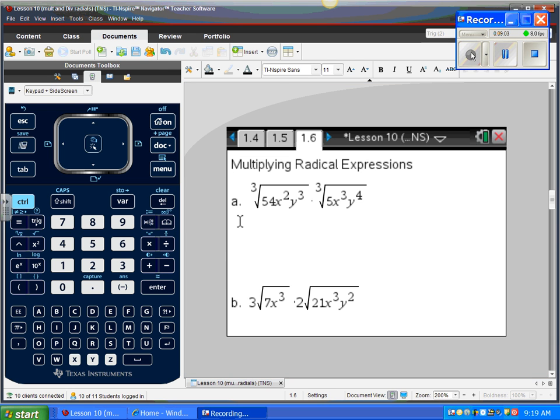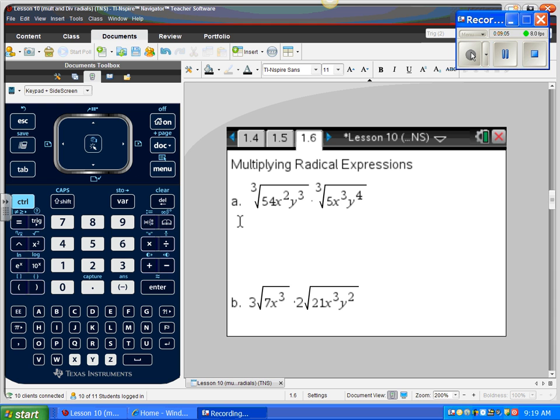Okay, let's go over A. How many of you reduced first and then multiplied? A couple of you, okay. So let's try that method first, and then the other one will multiply first and then reduce. Sound good? Either way it works. All right, so how am I going to reduce 54? 27 and 2. Remember, we're dealing with cube roots. We want perfect cubes. Can I reduce x squared? And how about y cubed? We're just going to leave that, right?